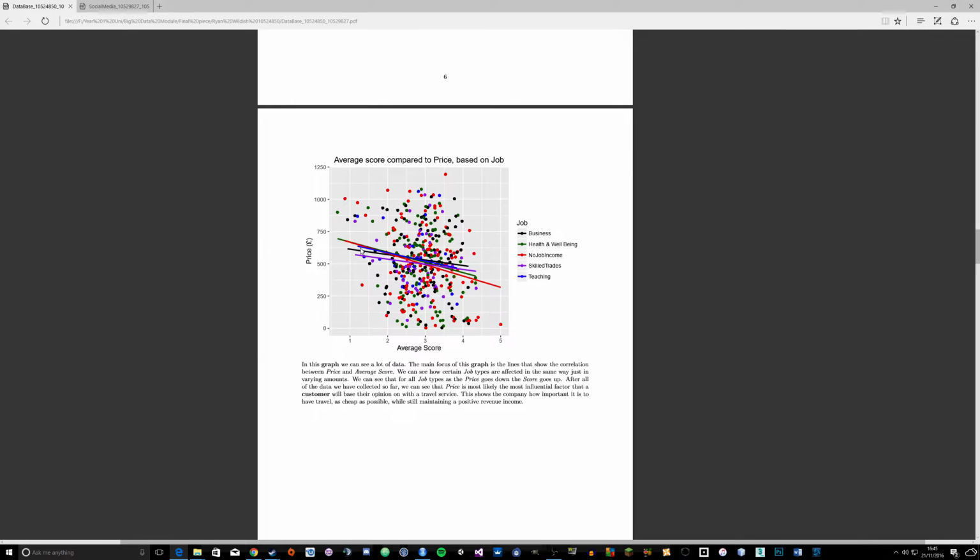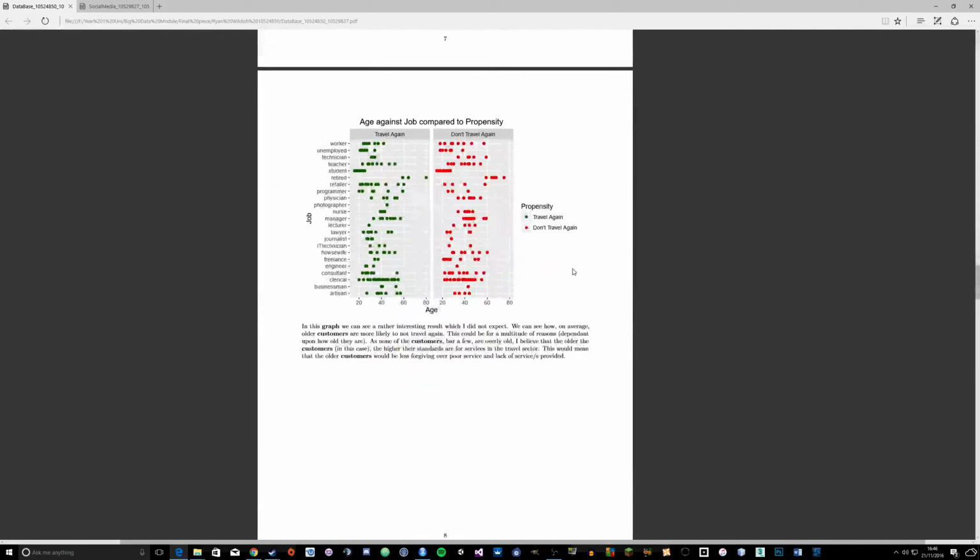We can see people who had teaching jobs gave a fairly standard score based on the price they paid. The higher the price, essentially, the lower the score usually was, and this theme follows throughout all 5 different jobs. If someone essentially got free travel, they would be more willing to give a higher score because that didn't come out of their pocket. It definitely represents what it's supposed to.